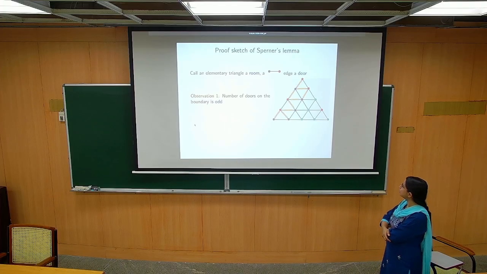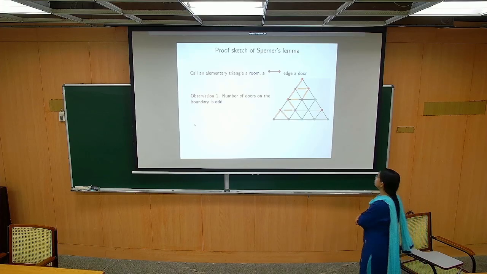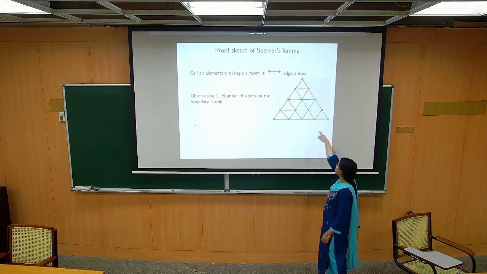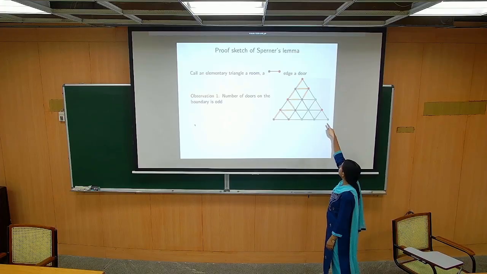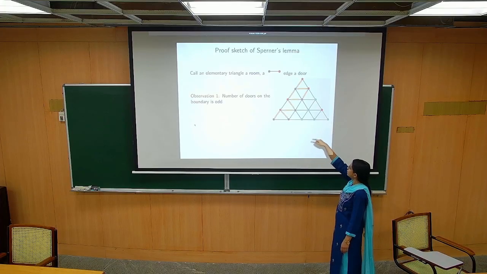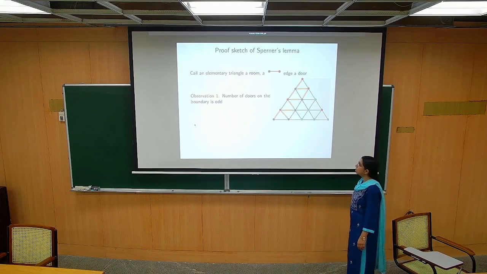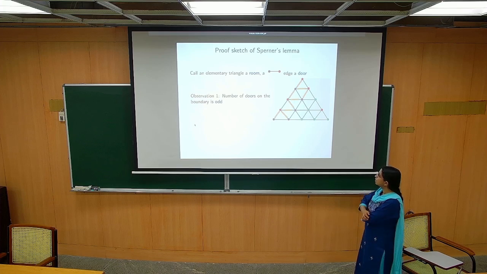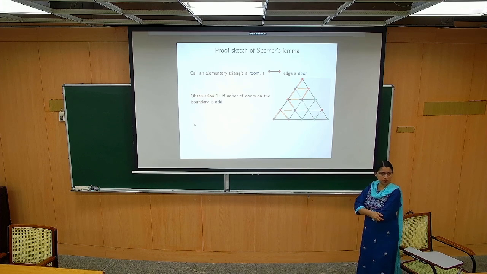And as you see, the number of doors on the boundary is odd. Of course, out of the 3 sides of the big triangle, these 2 cannot have a purple red combination. Only one side can have a purple red combination, and there are always an odd number of doors. Does everyone see it?